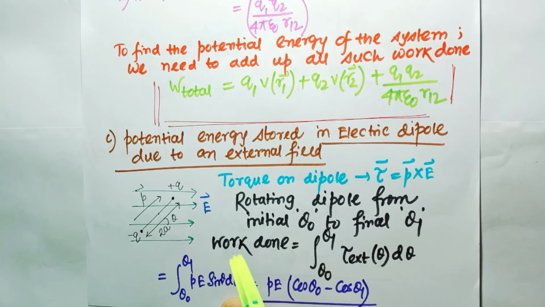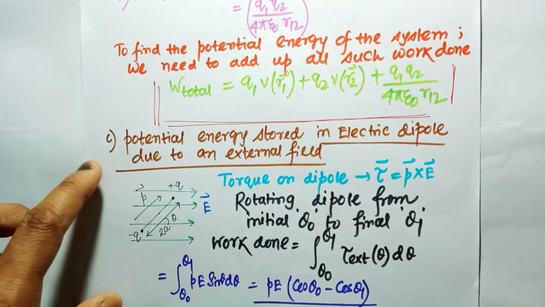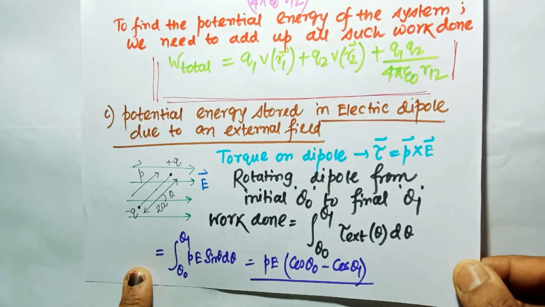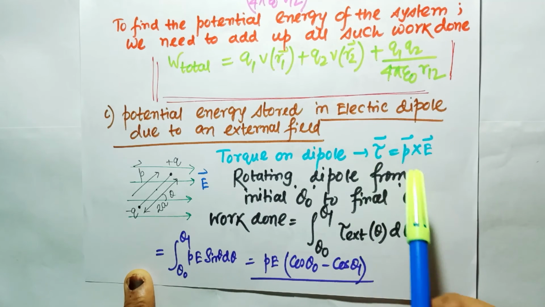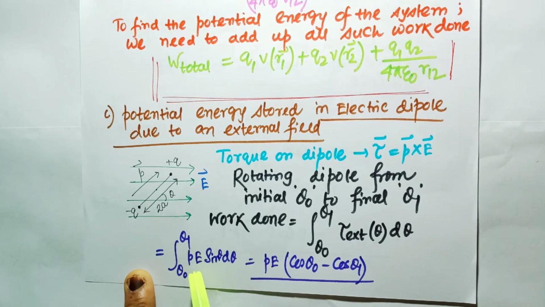Suppose the dipole has an initial angle of theta 0, and I need to rotate the dipole to a final angle of theta 1. So the work done will be the integral from theta 0 to theta 1 of tau external d theta. Tau external means I need to put some external torque on the dipole, and it will be equal and opposite to the torque acting on the dipole, which is P cross E. So the integration comes out as the integral from theta 0 to theta 1 of PE sin theta d theta. If I integrate it, it comes out PE times cos theta 0 minus cos theta 1.